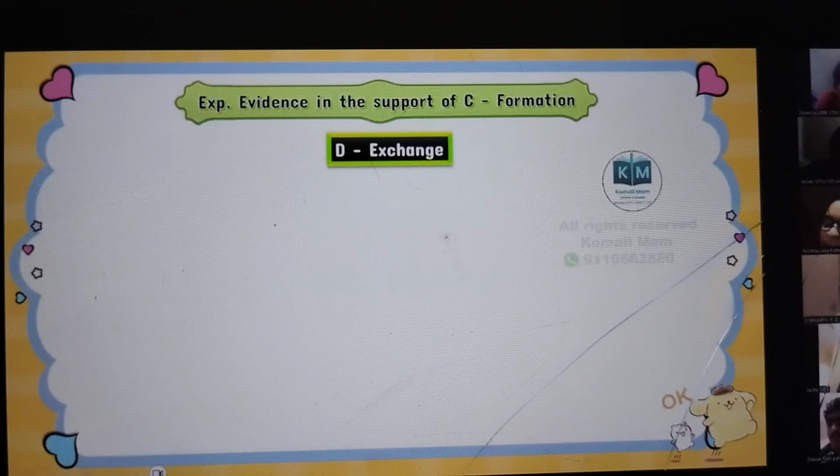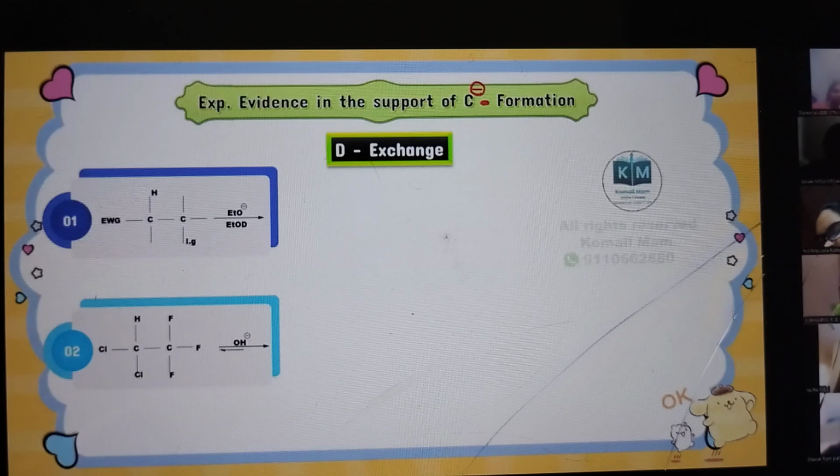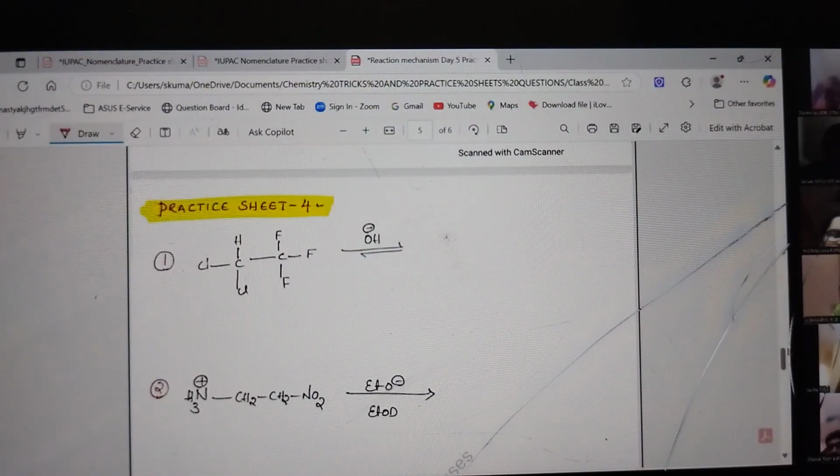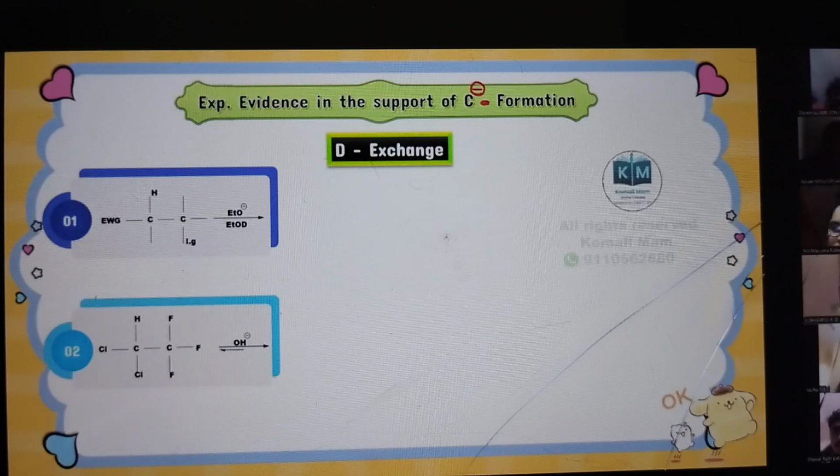What is the proof that carbon anion is the intermediate? Keep the heading: experimental evidence in support of carbon anion formation. What is the proof? Here deuterium exchange takes place. That is the proof. Copy exactly how it is on the screen. I'll explain. I think you have a practice sheet. Before that, one question is there now. Write exactly as it is. First question you write. From the second question you have in the practice sheet, no need to write. Only the first question you write.